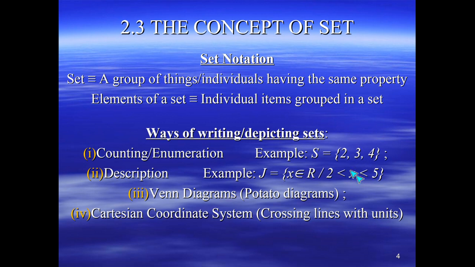These two sets are not equal though. This one is just the integers 2, 3, 4. Those are all the numbers between 2 and 5, excluding 2 and 5, but including all the other real numbers between 2 and 5.